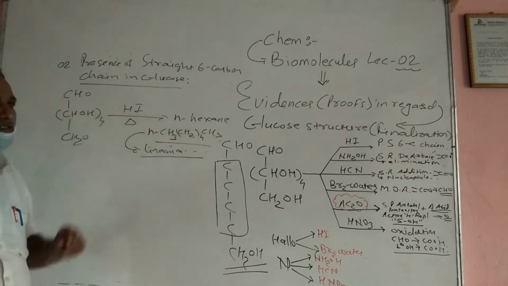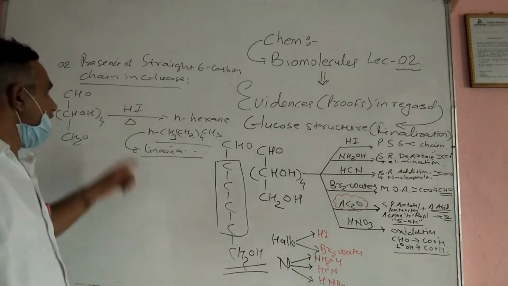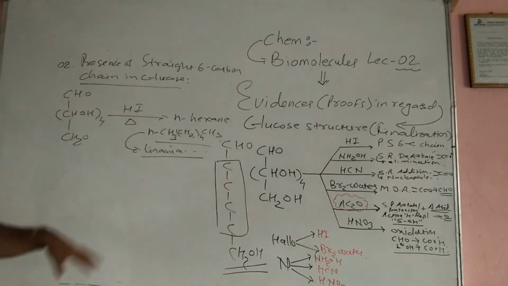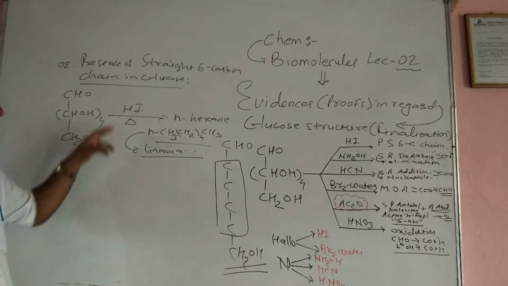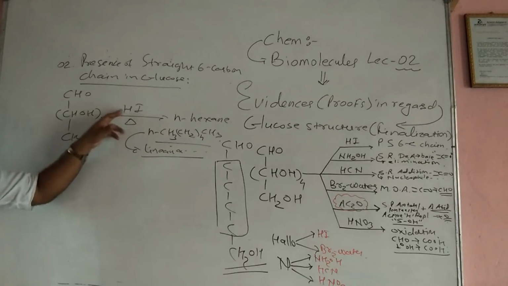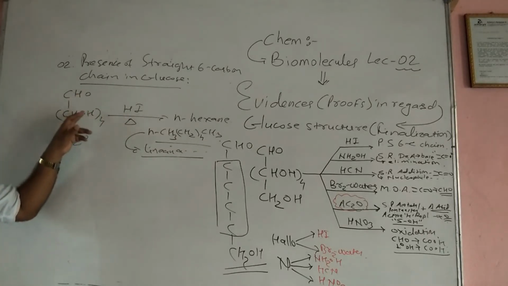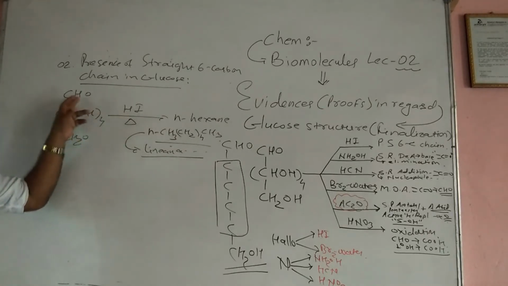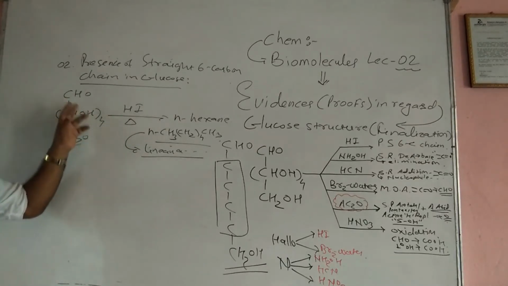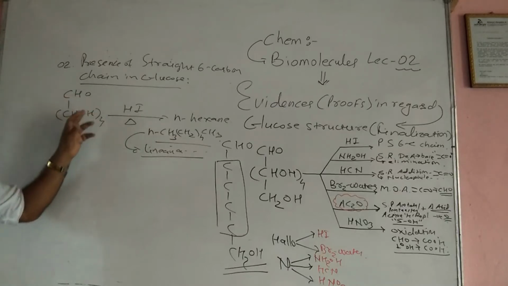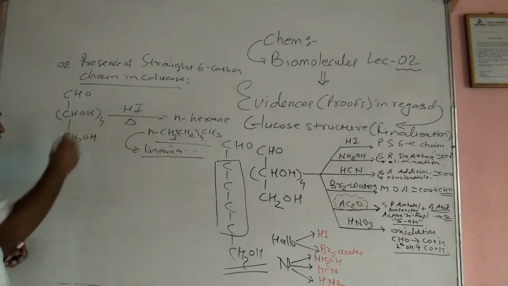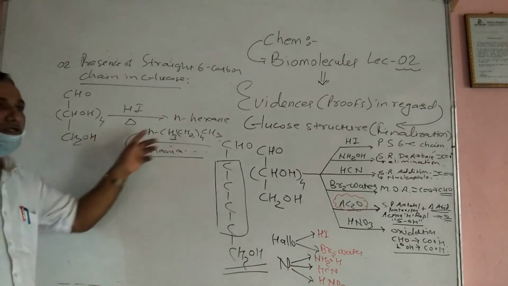So what it does, this strong reducing agent hydrogen iodide always reacts. Its tendency is to always react with the carbonyl group as well as the alcoholic group, and then it produces the alkane when it reacts with the carbonyl and the alcoholic group.